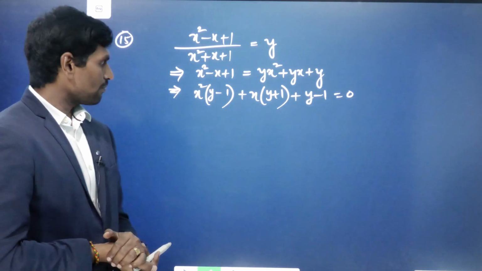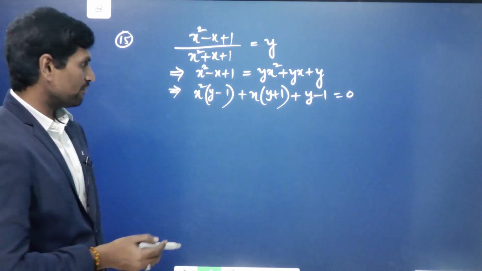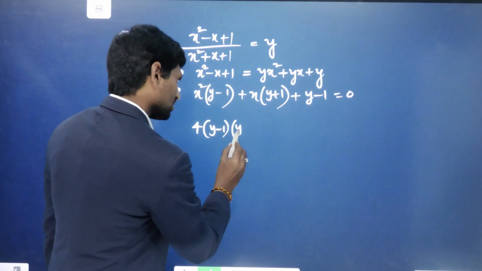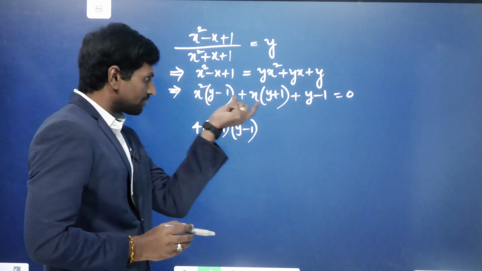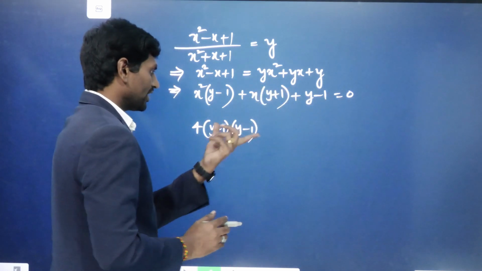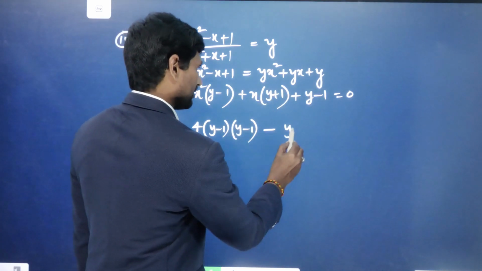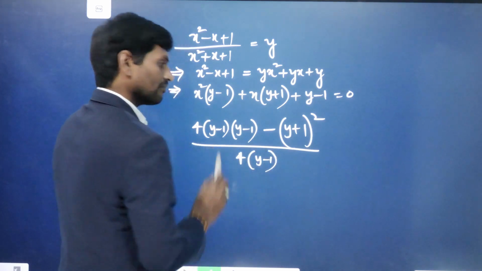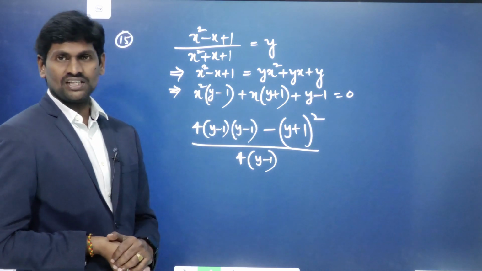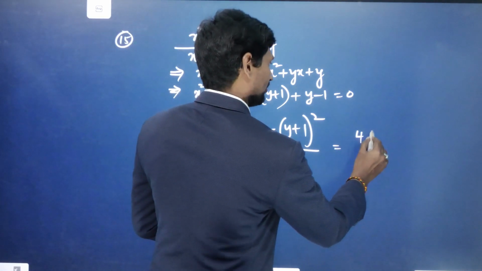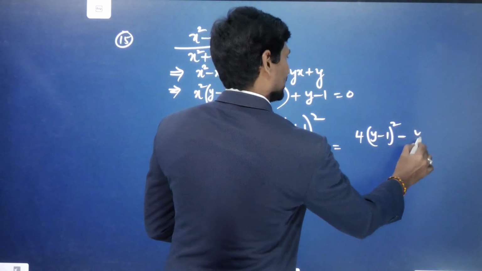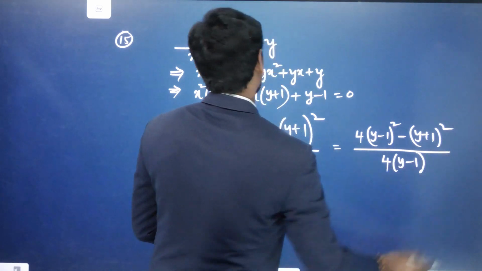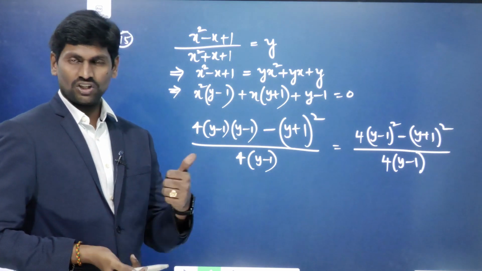Identify this. Maximum value means 4ac minus b square by 4a. So 4 into the a value y minus 1, 4ac. Here also y minus 1, 4ac, because x square term, x term, constant term, I have written in order only. 4ac minus b square, the b value is y plus 1, by 4a. Okay. Now y minus 1 is nothing but y minus 1 whole square minus y plus 1 whole square by 4 into y minus 1. Okay, now got it?